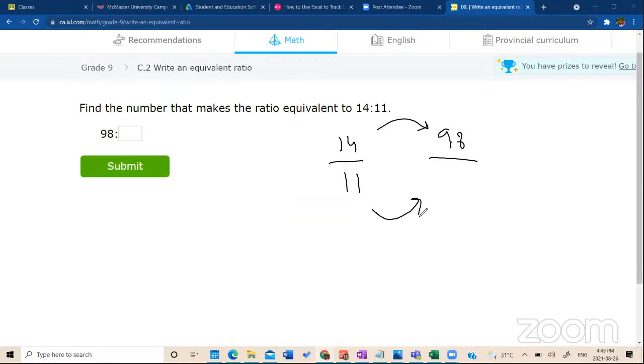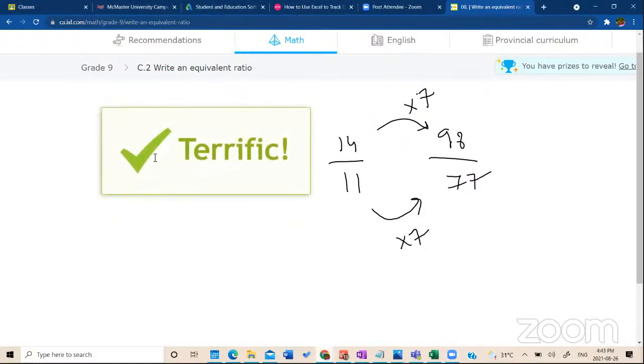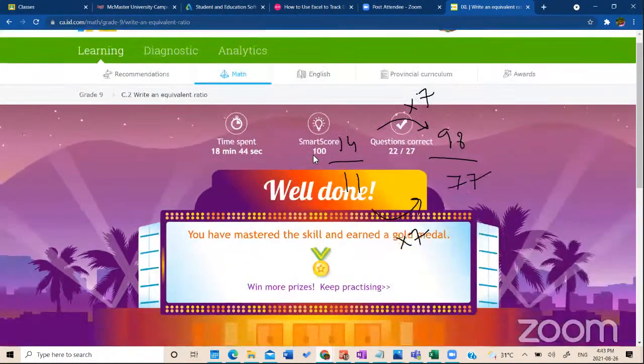It's going to be 7. It's going to be 14 divided by 7. 14 multiplied by 7, very good. 11 multiplied by 7, it's going to be 77. Very good. 77. Cool. Oh, mashallah, we got it.